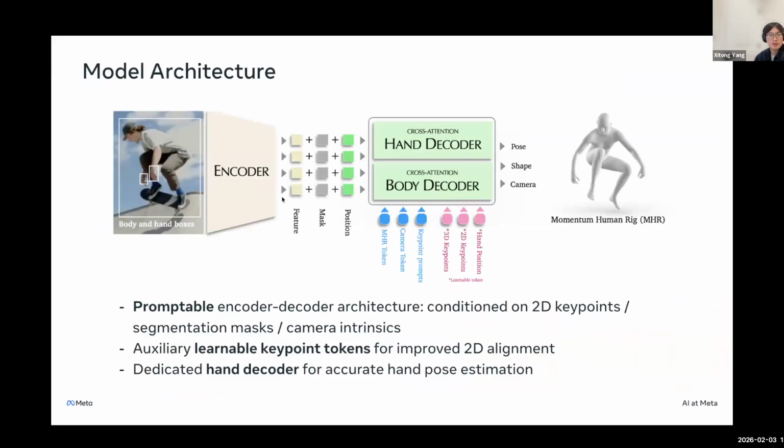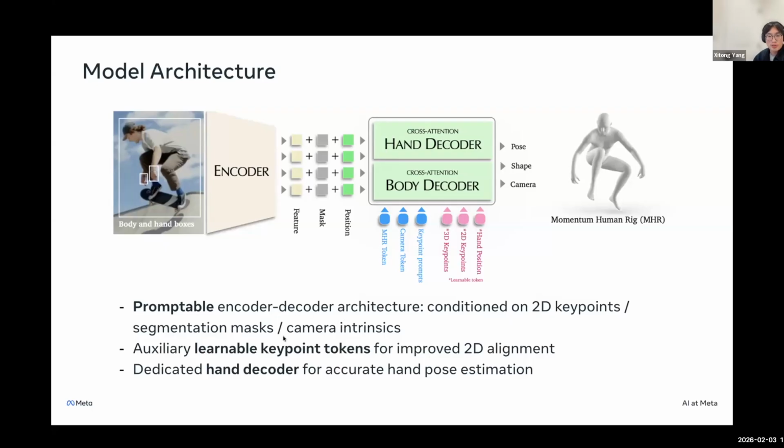So here is a high-level architecture of our model. Basically, we adopt a transformer encoder-decoder architecture. It's pretty standard. Some new designs here are that our model will condition on some additional prompts to get the pose estimation output. For example, we can condition on key points, or on a segmentation mask and camera intrinsic parameters.